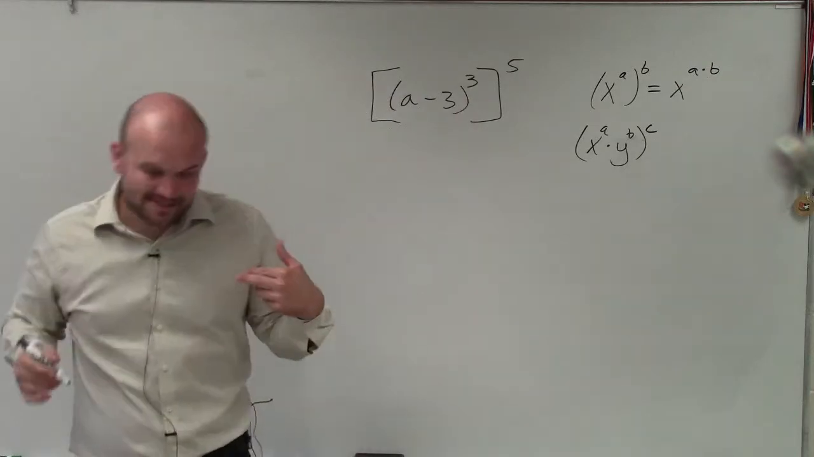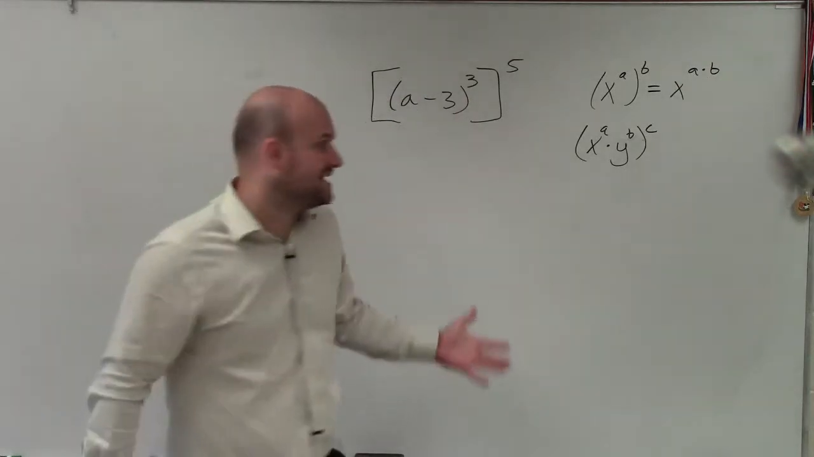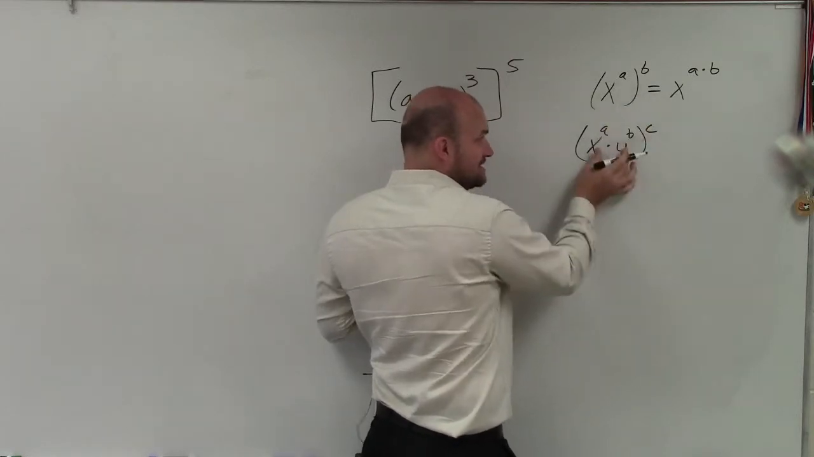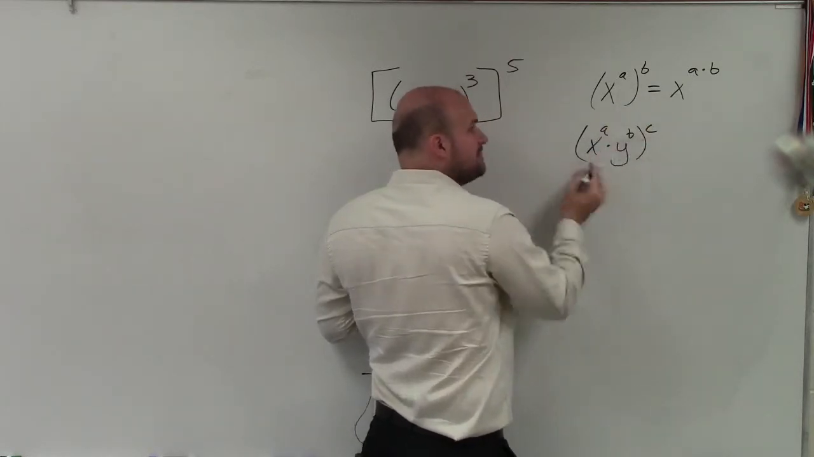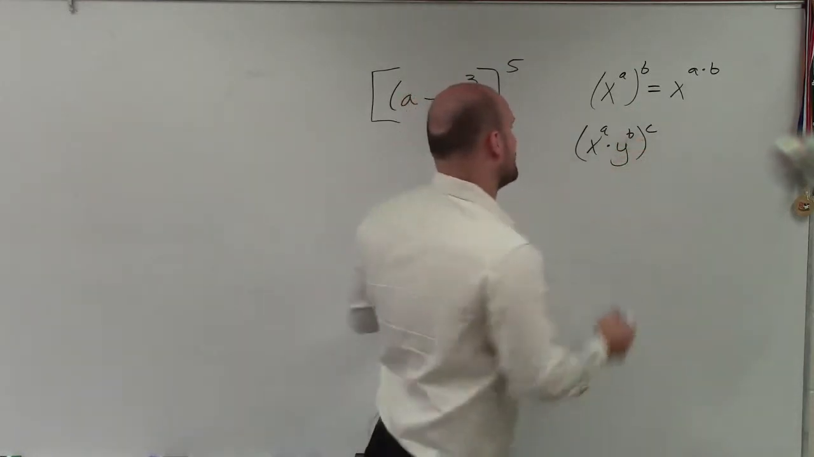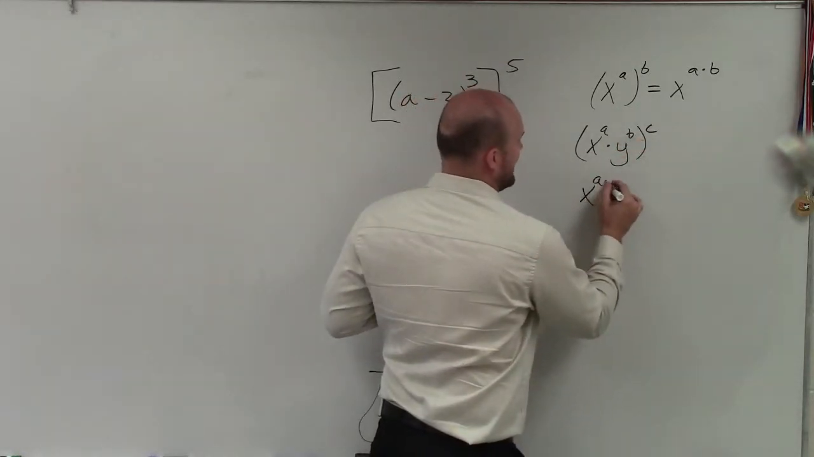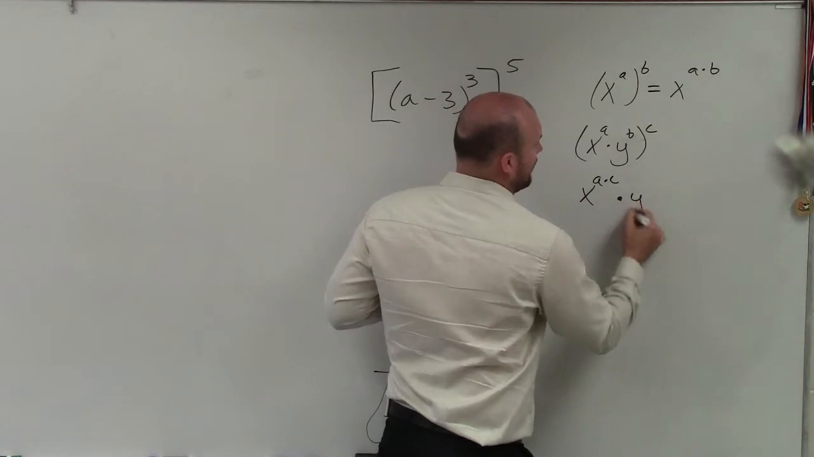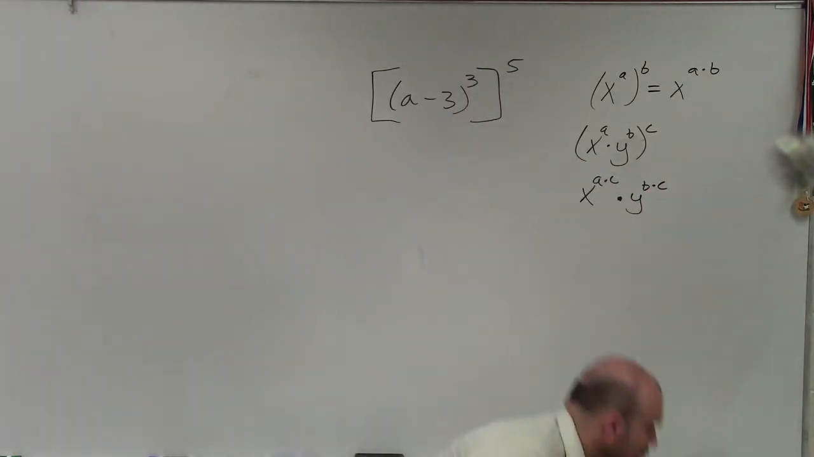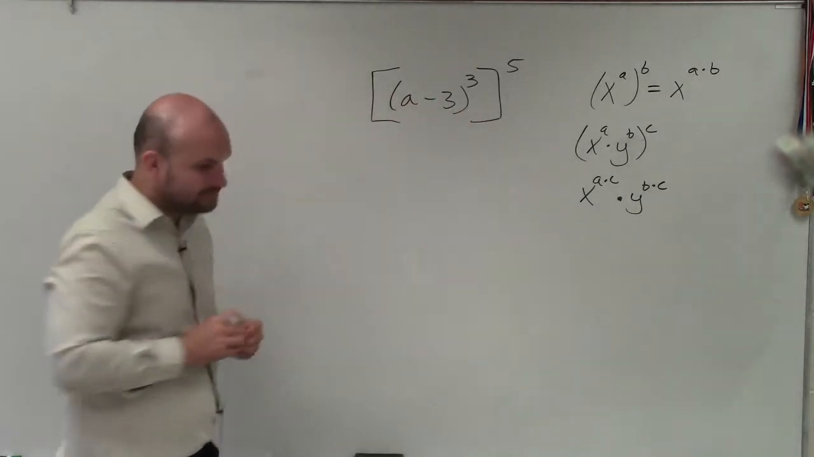So the next one is the power to product rule. And what that states is when you have the product of two exponents, see, I can't combine these because they don't have the same base, right? But whenever I have the product of two exponents raised to a power, then that equals x to the a times c times y to the b times c. Now, these are the two rules that we're going to look at for this one.